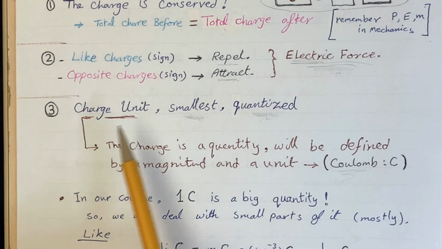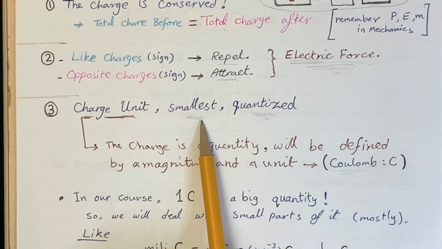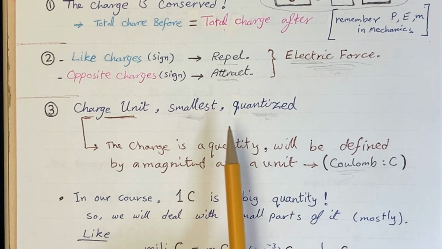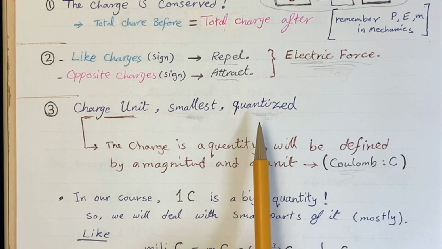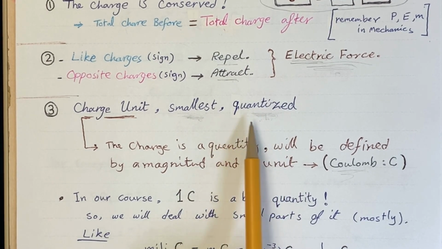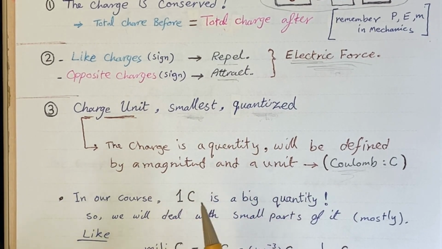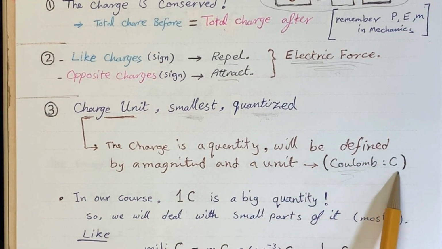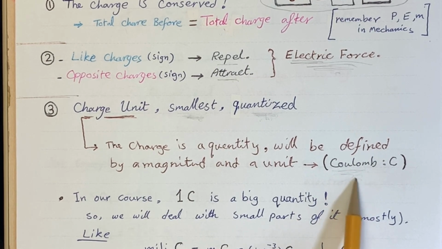Now, what is the charge unit? What is the smallest charge available? Also, what we mean by the quantization of the charge, or why the charge is quantized. Now, the charge is a quantity in physics, and every quantity in physics should be defined by a magnitude, which is a number, and a unit, and the unit is the coulomb, after the scientist Coulomb.